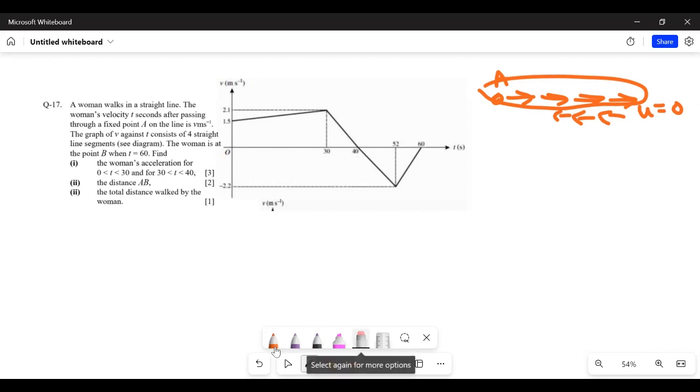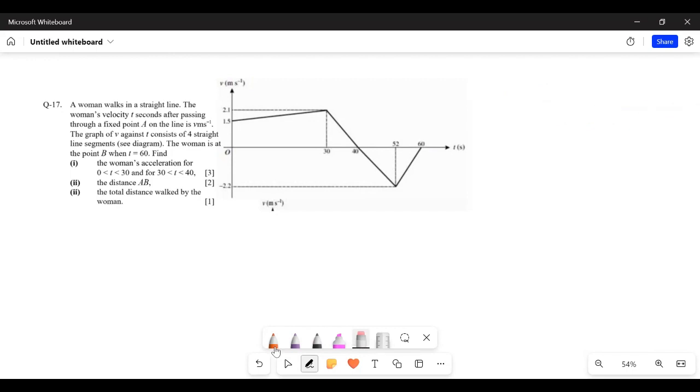Okay. Now let's reread the question. A woman walks in a straight line. The woman's velocity t seconds after passing through a fixed point A on the line is v. The graph of v against t consists of four straight line segments. See diagram. The woman is at point B when time is equal to 60. Find the woman's acceleration when time is between 0 to 30. So we need acceleration here.